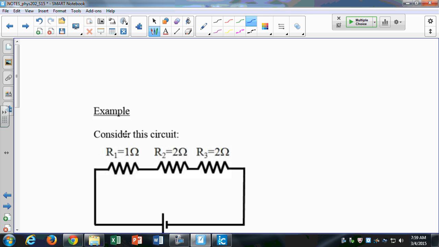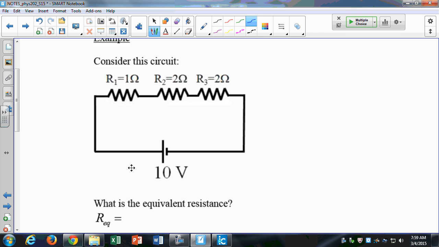All right, let's do a series circuit. If you have a series circuit, it'll be something similar to this. Here I have 3 resistors in series with a 10 volt battery, and I want to know the equivalent resistance, and I want to know the voltage across each. So the first thing to do is find the equivalent resistance. We'll do that pretty quickly. I have a 1, a 2, and a 2 ohm in series. So that equivalent resistance is 5 ohms.